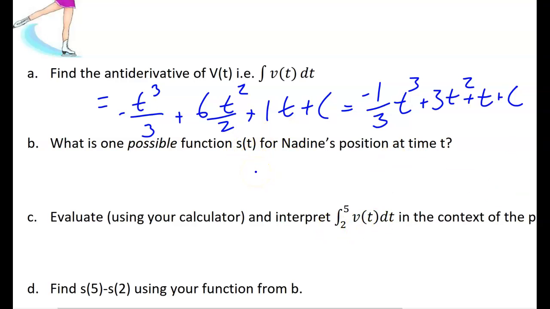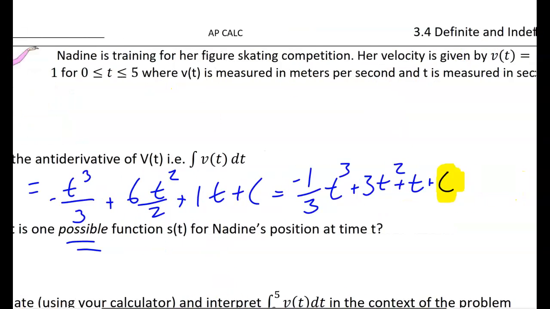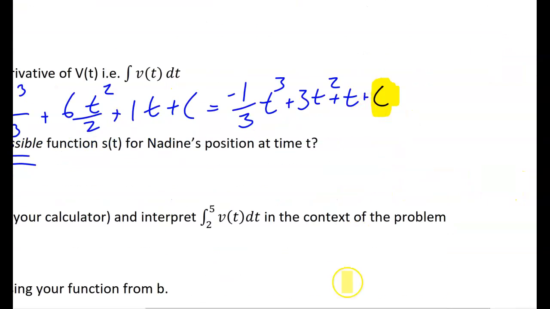And now I'm asked, part B, what is one possible function s of t for Nadine's position? And this really gets back to this notion of the plus c. C stands for a constant, and that represents that I could put 5 there, I could put 1,000,000 there. It doesn't matter. When I take the derivative, I would still get my original function v, right?